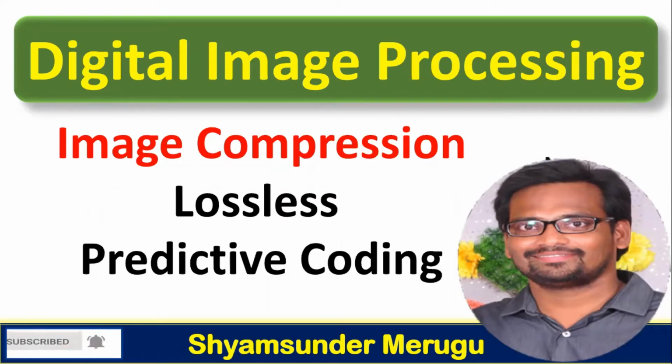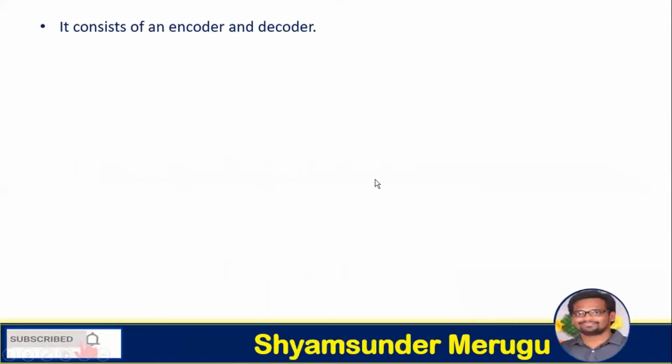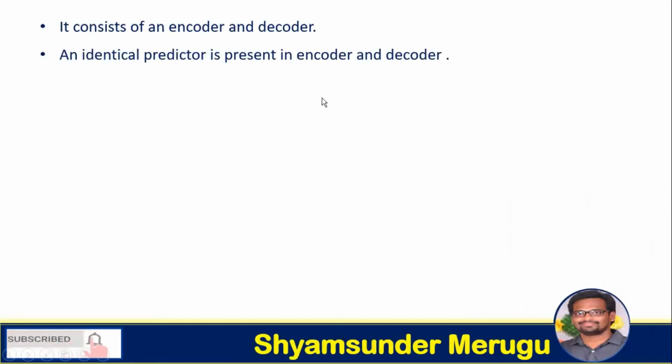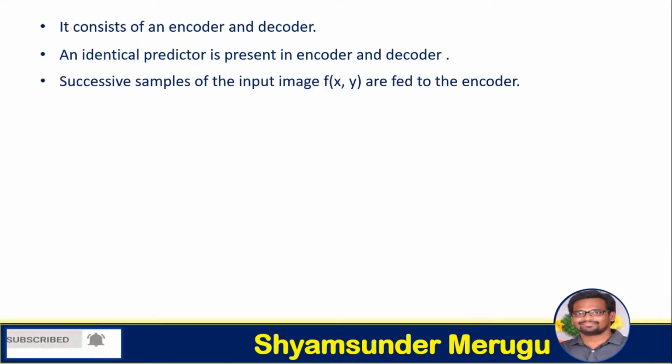In today's video lecture, we will be learning about lossless predictive coding under image compression techniques. Generally, it consists of an encoder and decoder. An identical predictor is present in encoder and decoder.